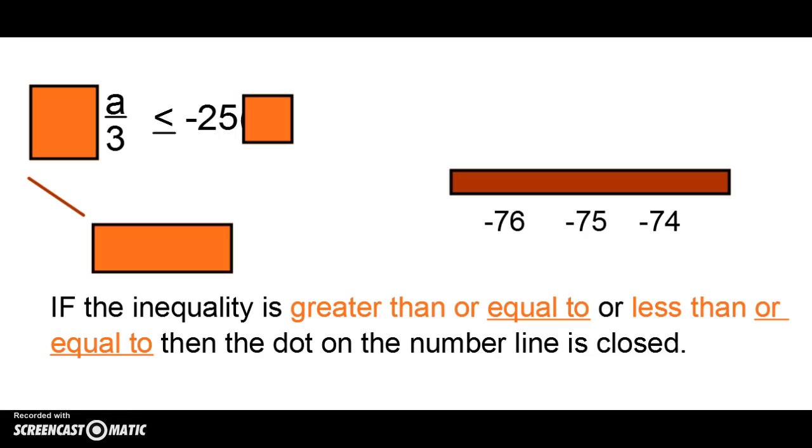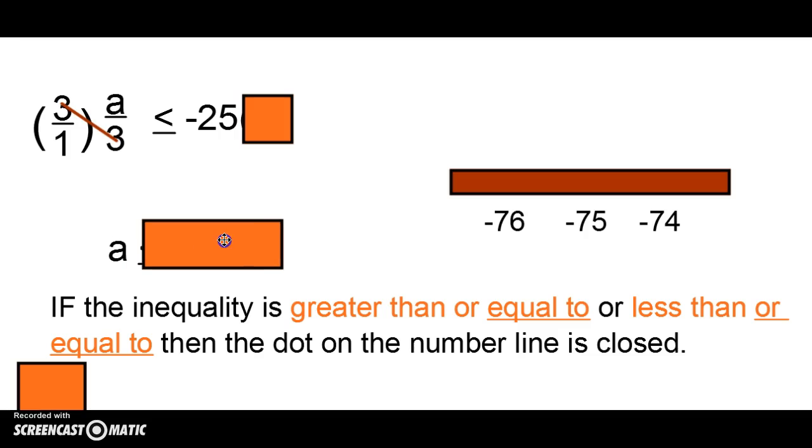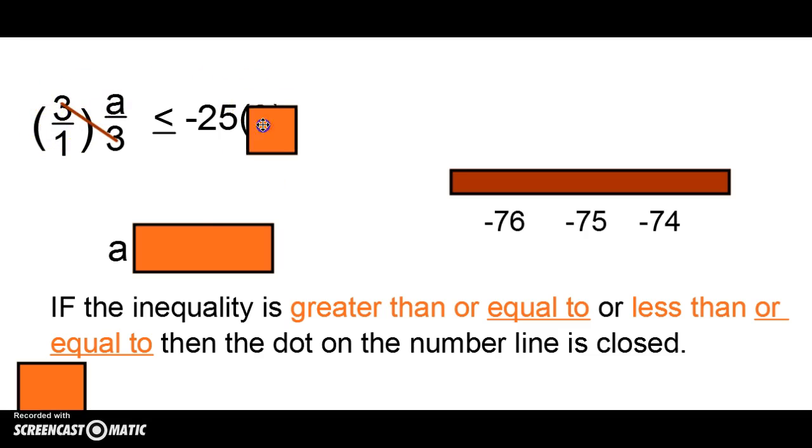All right, so let's finish this problem. Right now, A is being divided by 3, so to get A alone, you do the inverse of division and multiply. 3 over 1 multiplied by A over 3. The 3's cross themselves out, and now we have just A. Okay, negative 25. If you multiply this side times 3, you have to multiply this side times 3.